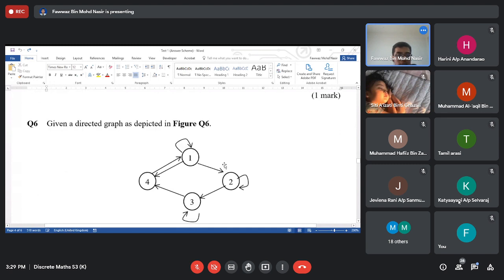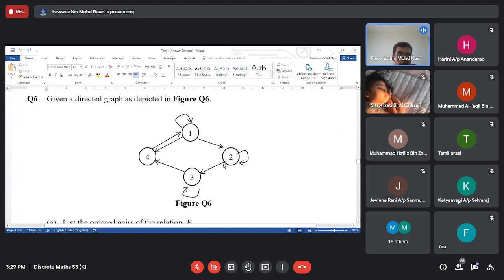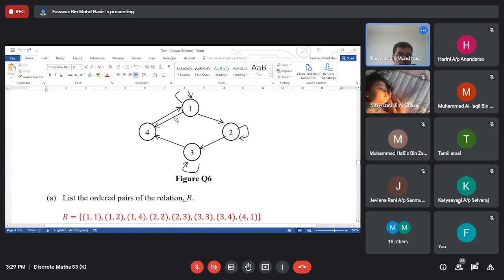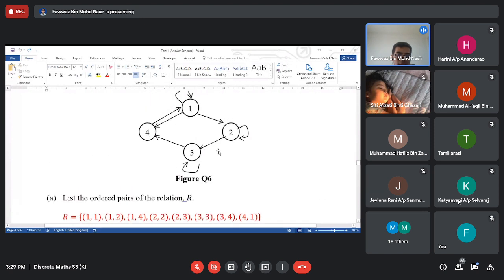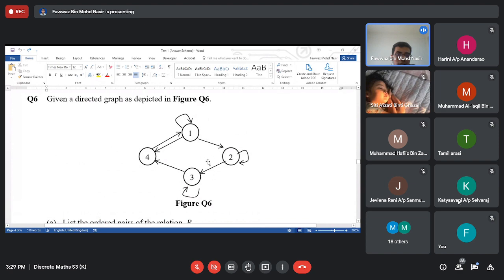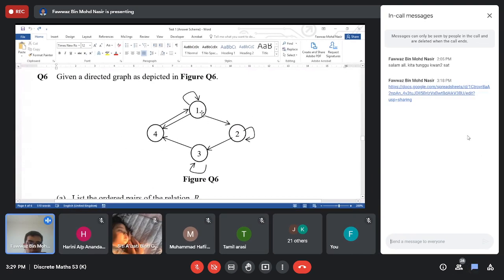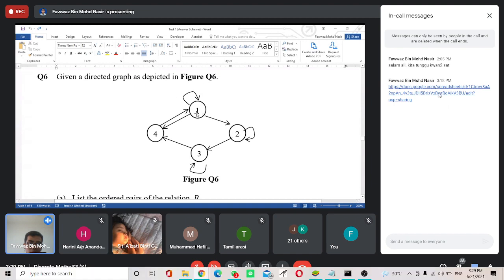Okay, kemudian question 6, given a directed graph as depicted in figure question 6. Okay, so they give this directed graph. So list the ordered pairs of the relation R2. So dia punya ordered pair dia, basically you just refer to this directed graph. Kita tengok arrow dia pergi ke mana. Okay, so kita tengok loop ni kan, loop ni 1 1. So the first ordered pair is 1 1.